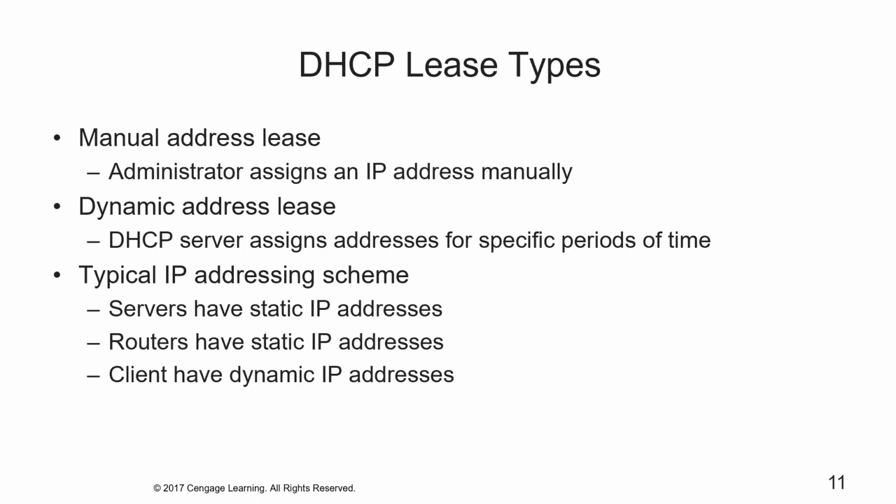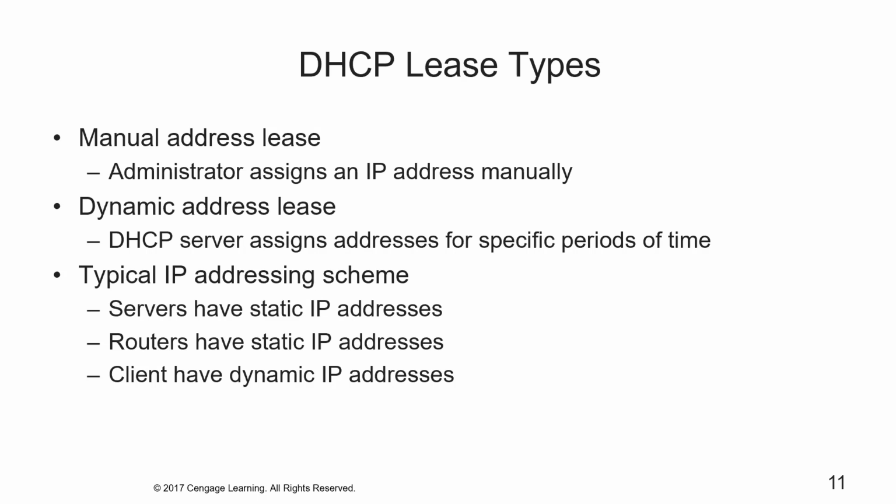So, the various types of DHCP leases: there's the manual address lease, where the administrator assigns an IP address manually. There's the dynamic address lease, where the DHCP server assigns addresses for specific periods of time. And for typical IP addressing schemes, the servers have static IP addresses, the routers have static IP addresses, and the clients will have dynamic IP addresses. In addition to manual and dynamic assignments, the DHCP automatic assignment permanently assigns a specific IP address to a specific client, usually by associating the IP address with the machine's MAC address.